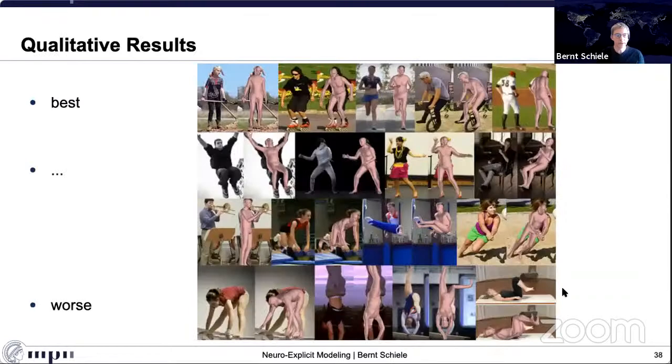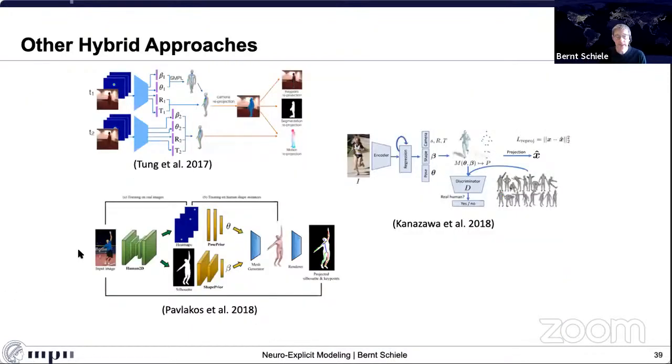Now when we train this, I'm not going to show this at length, but there are qualitative results: at the top you're getting reasonable results, and at the bottom are literally the worst results we're getting. In some very unusual poses you get a bit off, and upside-down poses tend not to be that good. I'm not going to claim we're the only ones thinking about combining a neural network with this kind of body model. There's quite a bit of work out there, and to me they're all, in one way or another, a form of this neuro-explicit modeling.